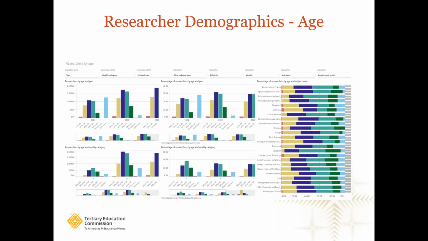This sheet shows age, specifically the total number and percentage of researchers by the age bands, and they're banded in lots of 10, I believe, by year and funded quality category. So again, the right-hand graph shows the breakdown of the researchers' age band by the subject areas, and you have the option of scrolling down through all 42 subject areas. Given the number of age bands represented, there is a scrolling function for this, so that you can, again, scroll all the way through.